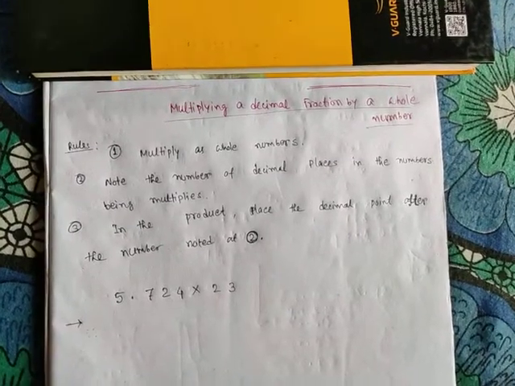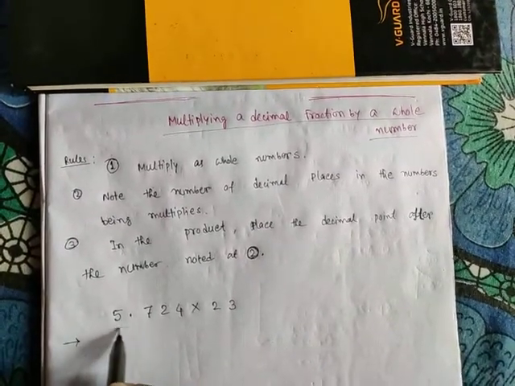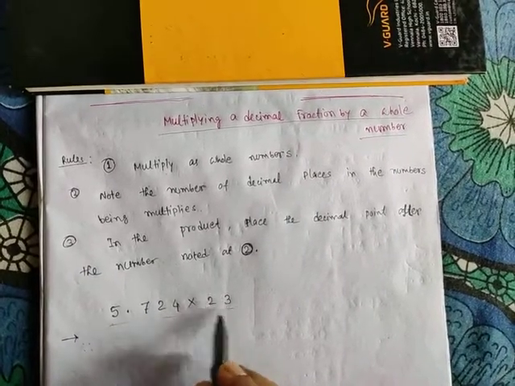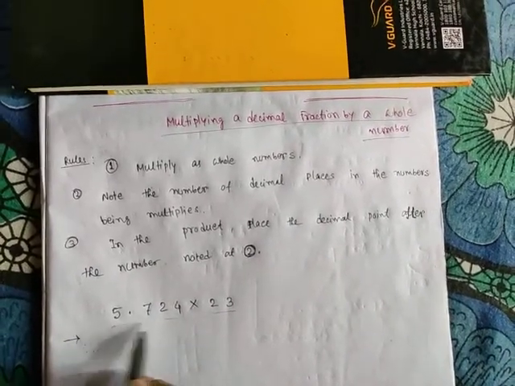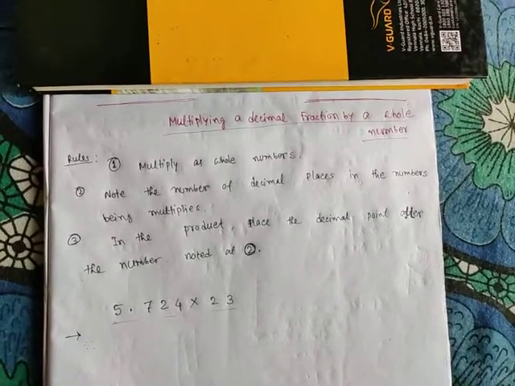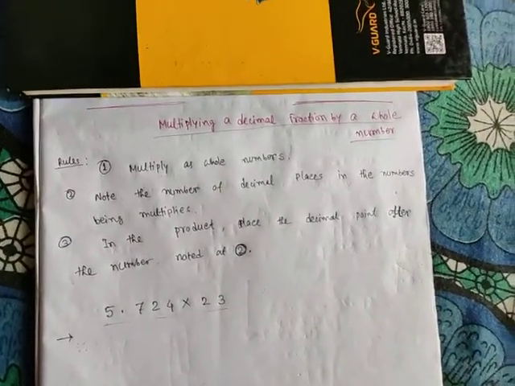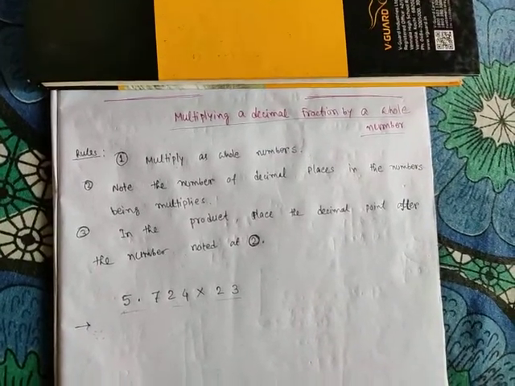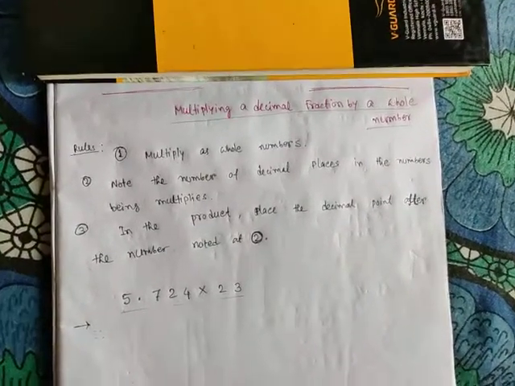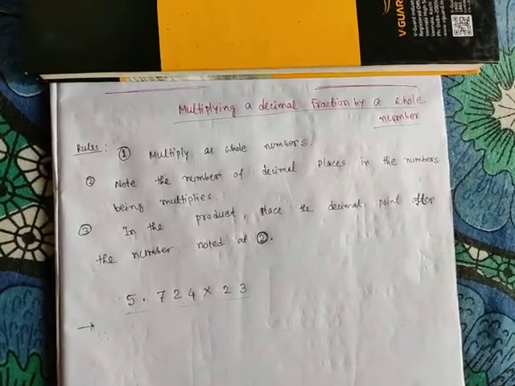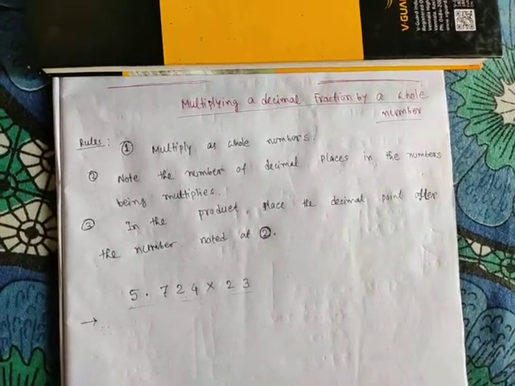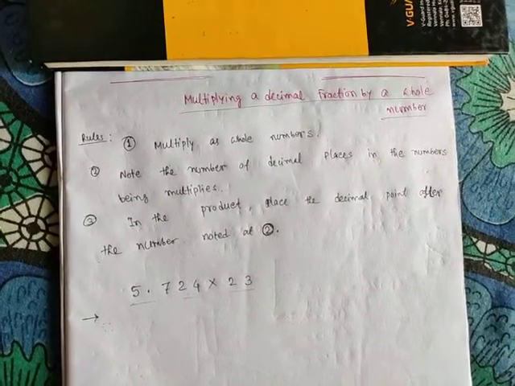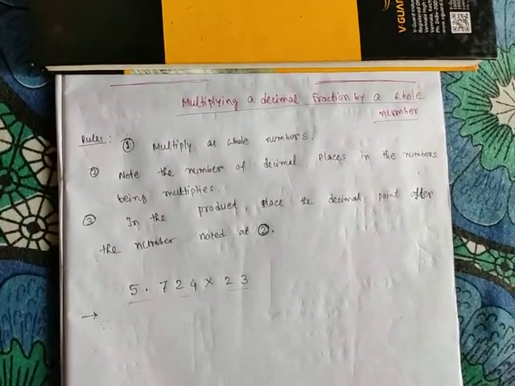For example, this is the decimal fraction and this is the whole number, because there is no decimal point. So how can I do this multiplication, or what is the process? We will discuss it. First I will discuss 3 rules. You have to remember these rules, and with the help of these rules we can do all the multiplications.